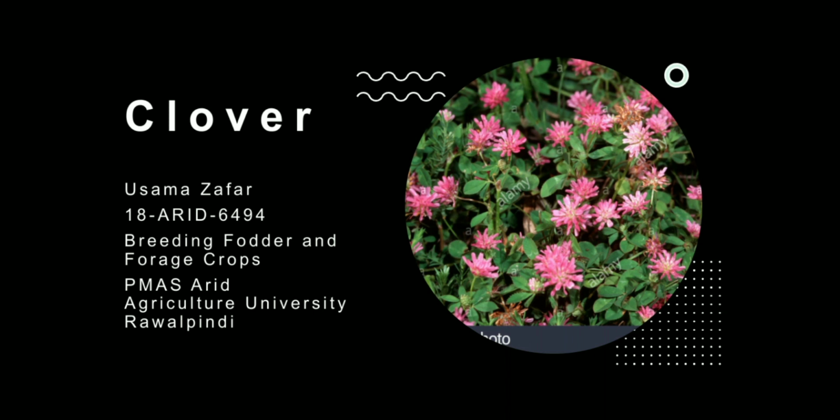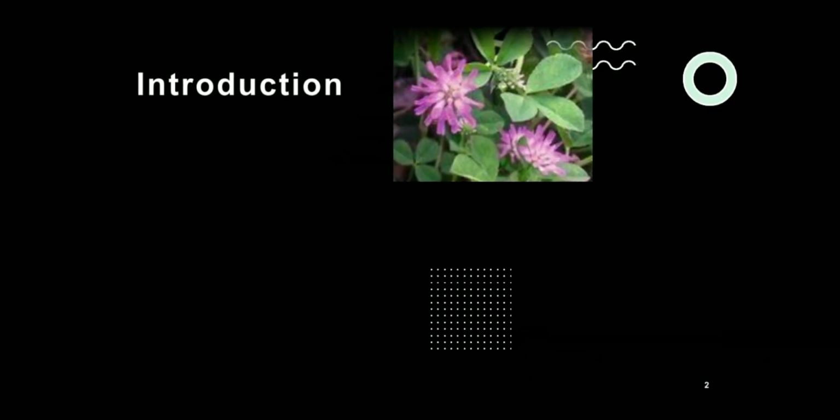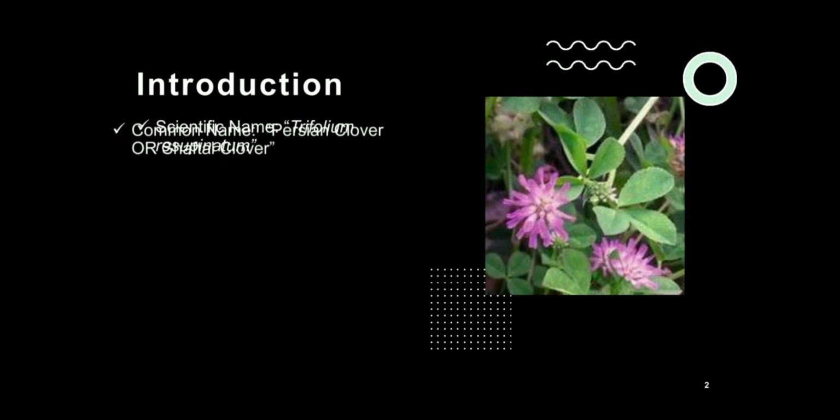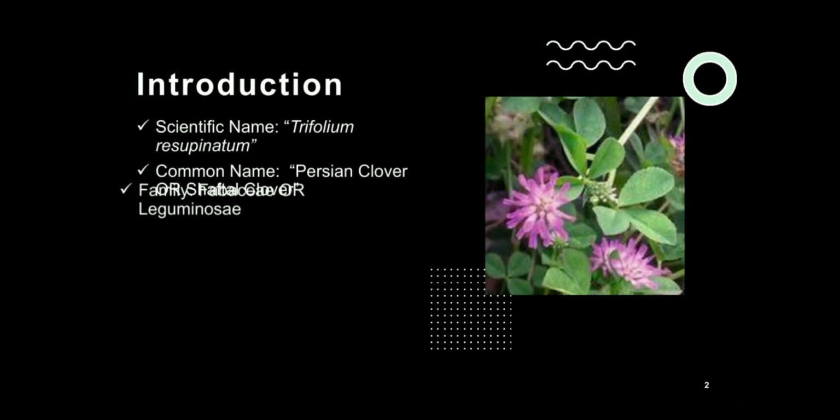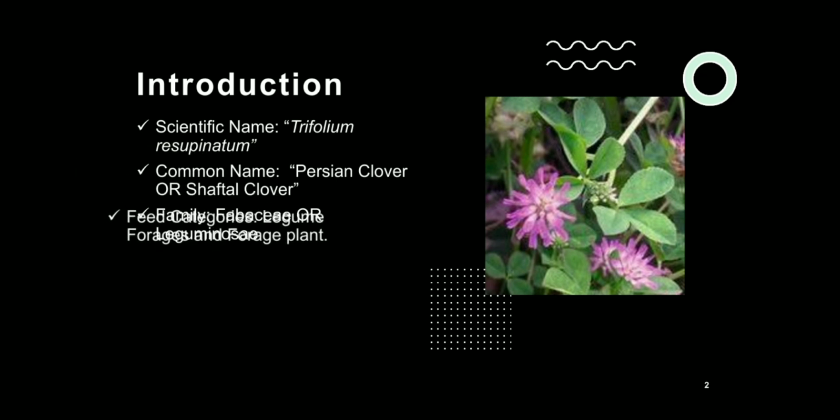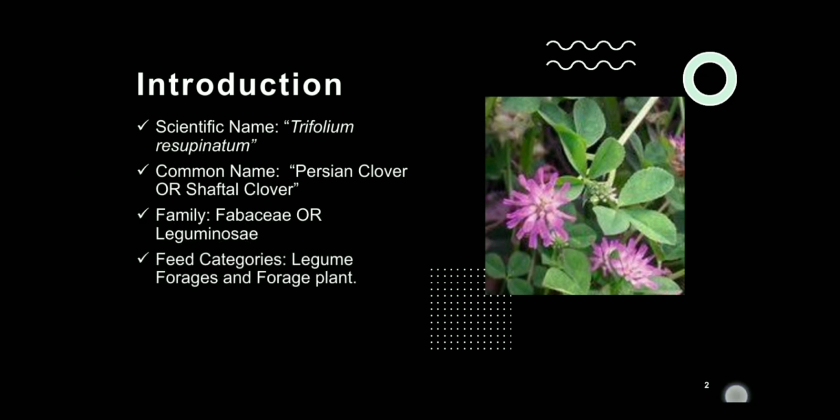Today my presentation topic is clover, from the course Breeding Fodder and Forage Crops. We will discuss the introduction of the clover. Scientific name: Trifolium resupinatum. Common name: Persian clover or shaftal clover. Family: Leguminosae. Feed category: legume forage and forest plants. Related feed: persimmon and white clover.